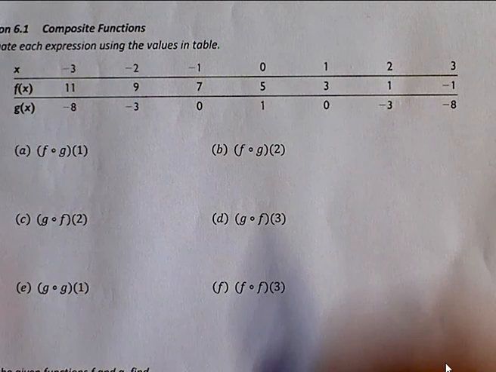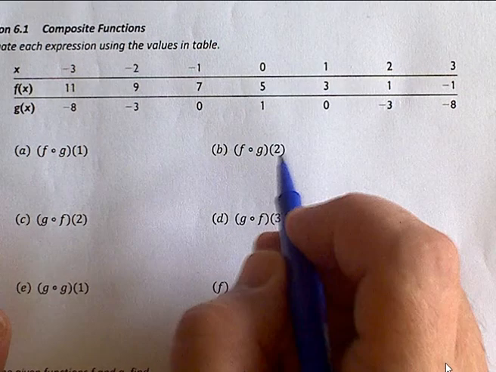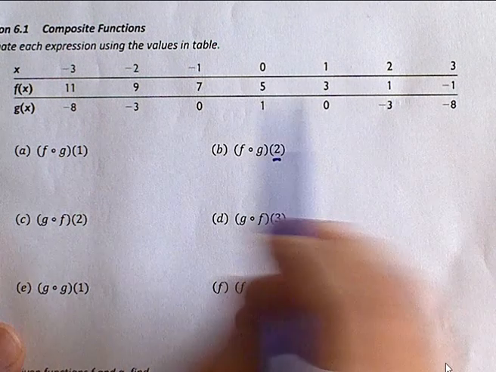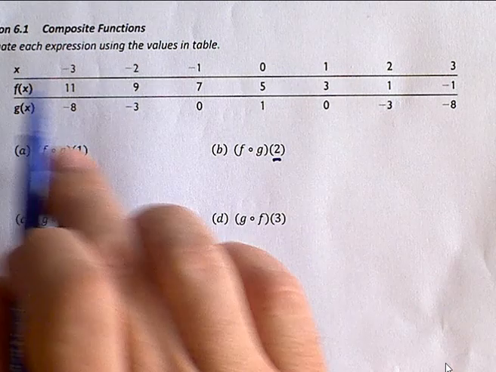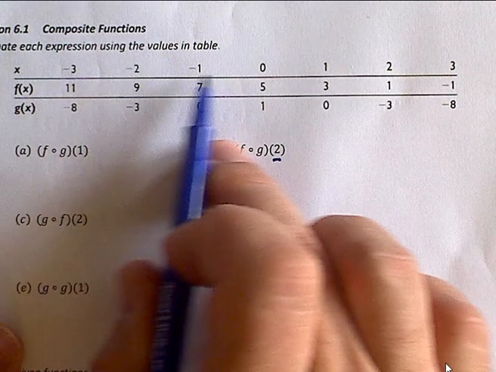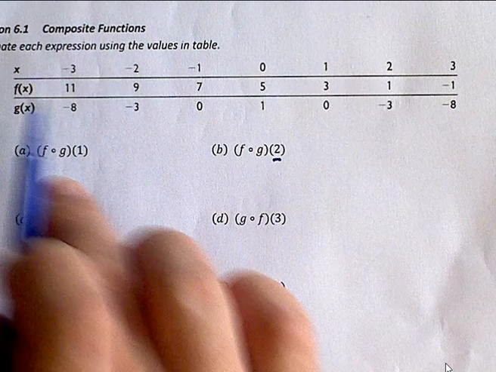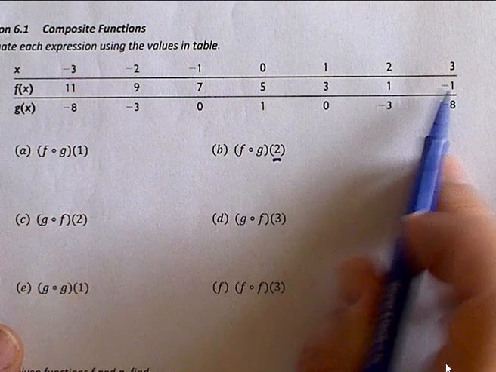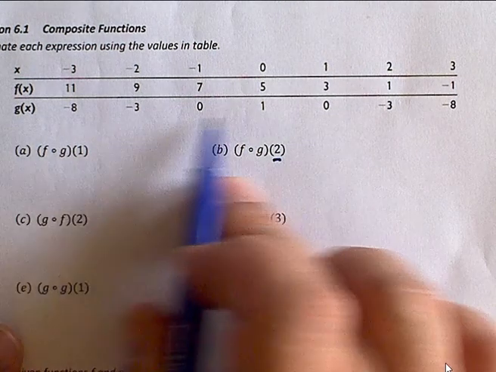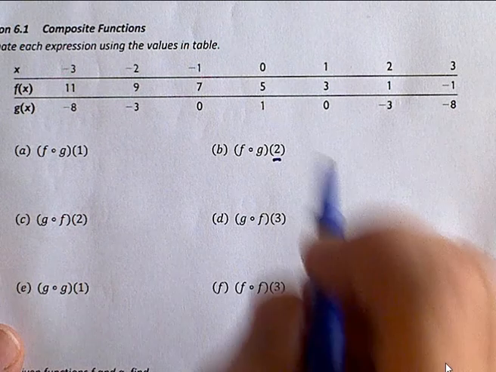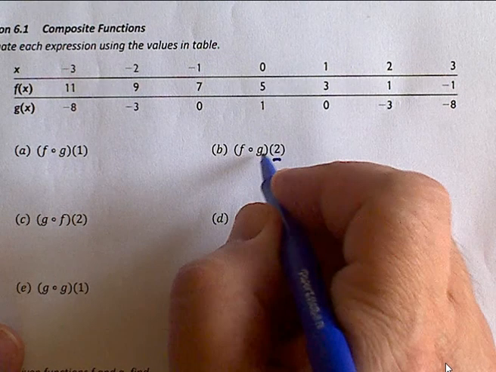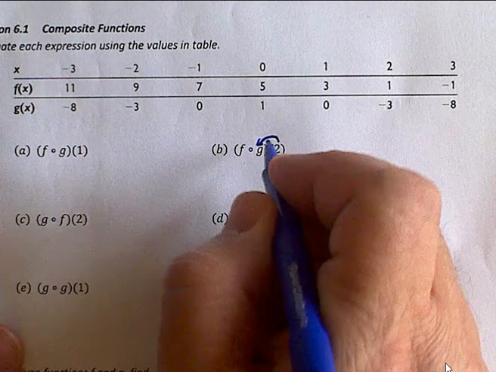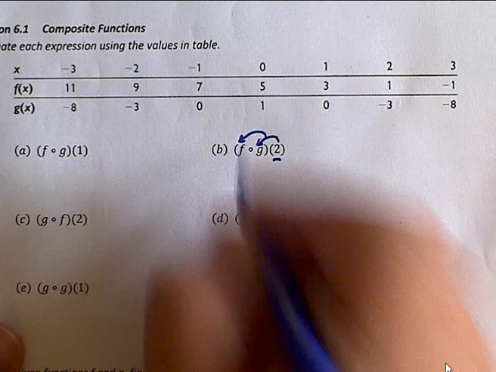I want to take f of g of 2, so you start at the number 2. Notice on top, that's your x value. Notice that this top row is all x values. The next row is what you get when you plug into f. The next row is what you get when you plug into g. So I'm going to take the number 2 and plug it into g, and then take that result and plug it into f.